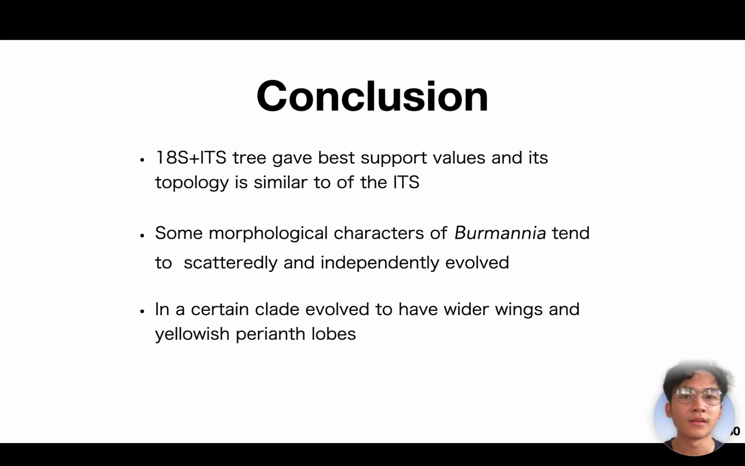And here the conclusion: the Bayesian tree of the combined data is similar in terms of support and topology to that of the ITS, but here we use the ITS because there are more taxa available than in the combined one. And the morphological characters of the Burmanniaceae tend to evolve independently, but some certain characters like the wings, the flower, the perianth color, and the size of the wings evolve in a certain trend, co-evolving into a particular appearance.